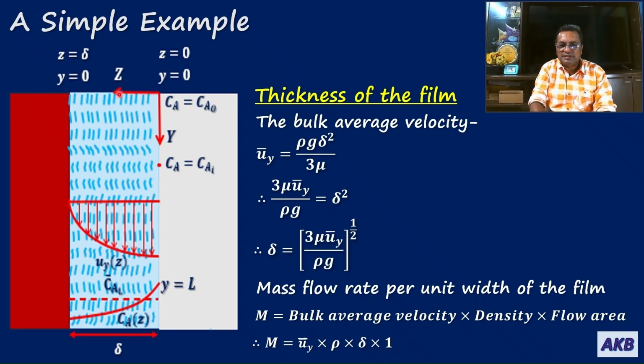So this is delta, and perpendicular to this plane will be the width, and we are assuming it to be 1. So the flow area will be delta into 1 in the perpendicular direction. Therefore, the equation for m is uy bar into rho into delta into 1. Let us continue with this.